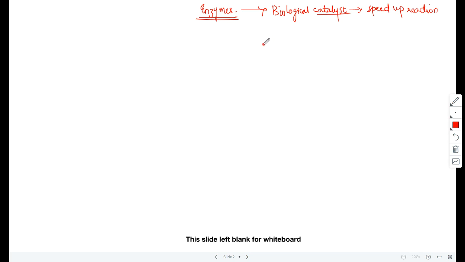They're used to break down substrates. In a reaction, it's either breaking down or joining. Okay, so enzymes basically help in the breakdown. Okay, so we'll start.